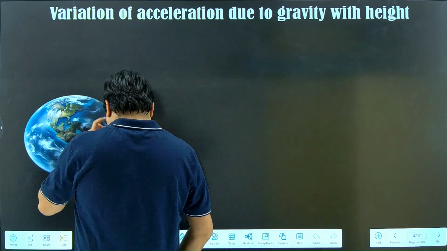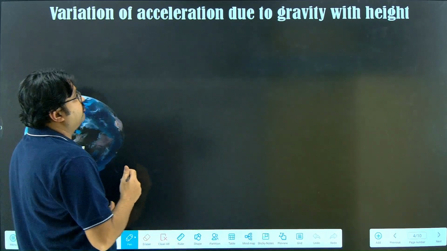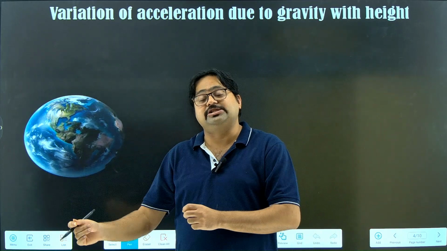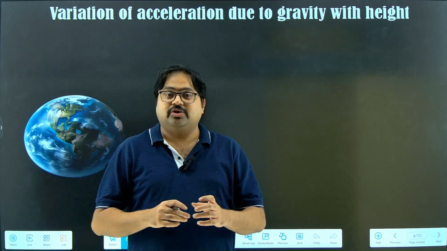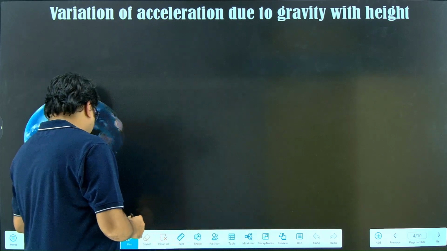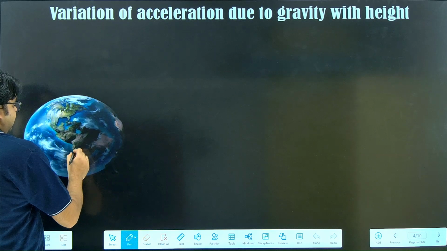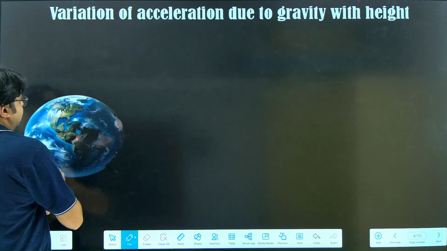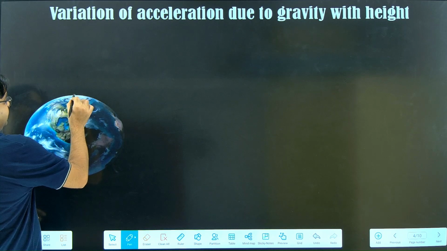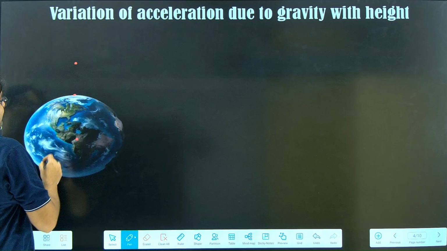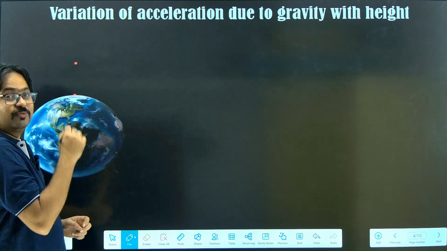The concept is about variation of acceleration due to gravity with height. Now, how does the acceleration due to gravity change with height? That's the question. Let's figure it out. We have the earth, that's the center of the earth. This is the surface of the earth. Let's say you have gone to a height there. That's the point at which you want to measure.